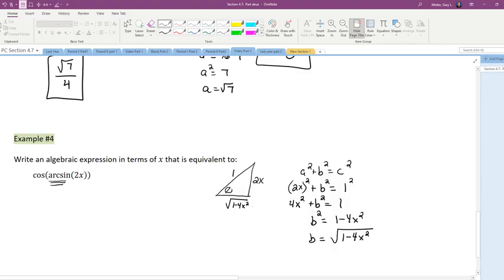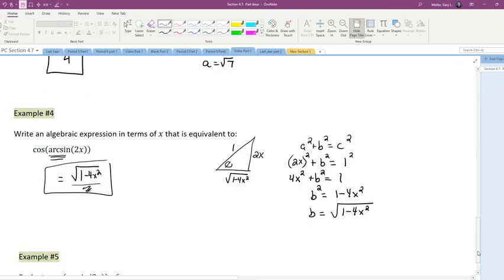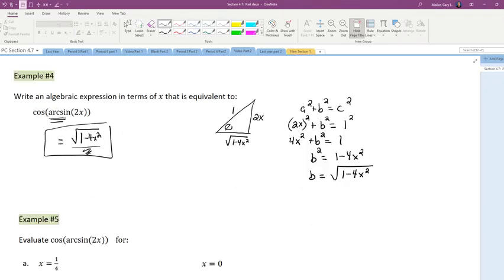So now it says, okay, find the cosine. So the cosine would be adjacent over hypotenuse. So the answer is going to be the square root of 1 minus 4x squared. Technically over 1, right? But we don't need the over 1. All right, let's see what else. I think this is our last example.